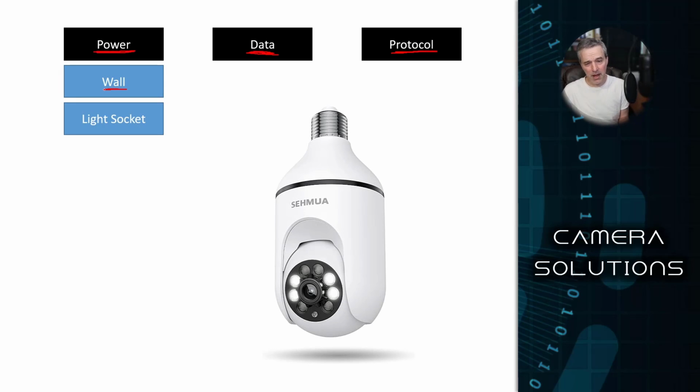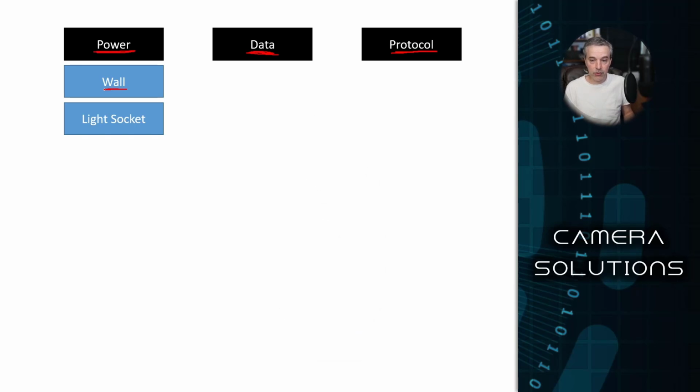Now, most people don't think about this, but a light socket can be a very useful solution for powering a camera. And if you have an exterior light, such as a floodlight, what you can do is remove the floodlight and replace it with a camera that is shaped like a floodlight, and it uses the socket for power and typically uses Wi-Fi for data. And this is a solution that will enable you to install a camera without having to run any kind of new wires to the camera.